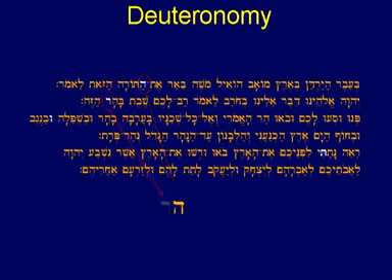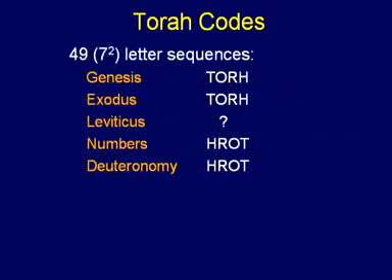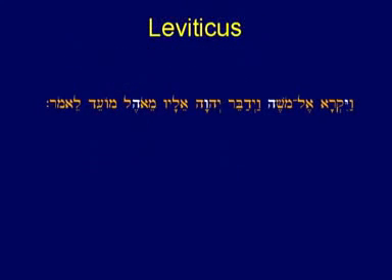You go to Deuteronomy, you have essentially the same equivalent thing happens, and now you're puzzled because you've got it forward, forward, backward, backward. You can't resist going back to Leviticus and looking at Leviticus more closely. We have 49 and 7 squared letter sequences. Torah, Torah, forward in Genesis, Exodus, backwards in Numbers and Deuteronomy. Well, if you look at Leviticus, you discover that every 7th letter spells the unpronounceable name of God.